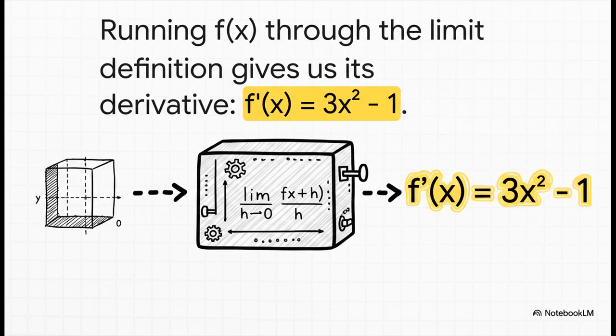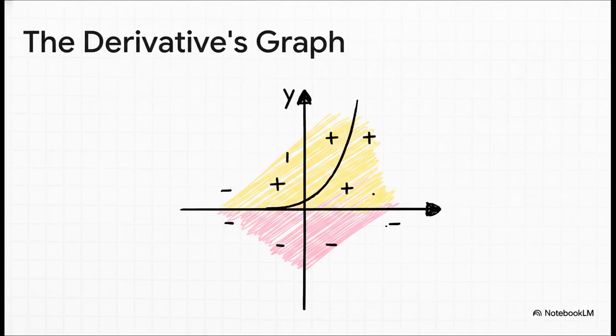Okay, so if we do the math and apply that limit definition to our function, what we get is its derivative, f prime of x equals 3x squared minus 1. And this new function, this holds all the secrets to the shape of our original graph. So what does the graph of this new function look like? Well, it's just a simple U-shaped parabola. But the important thing to notice is where it lives.